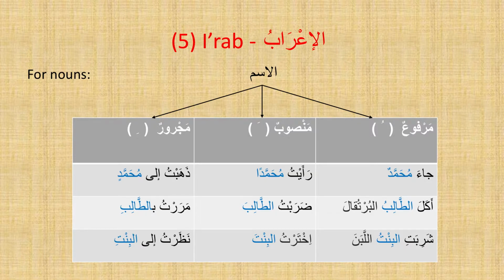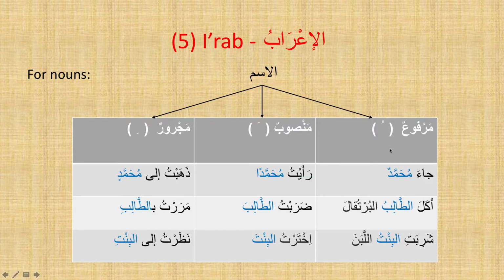So al-i'rab, like we said, means case endings. So an ism, a noun, can either end with a dhamma, a fatha or a kasra. So if an ism ends in a dhamma, it's called ism marfu'. If it ends in a fatha, it's called ism mansub. If it ends in a kasra, it's called ism majroor.